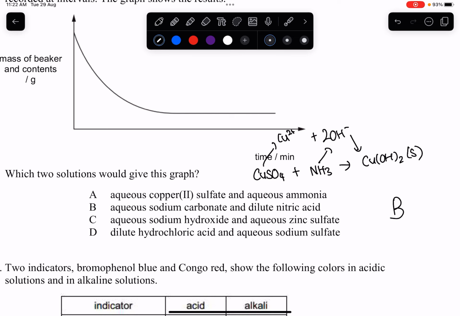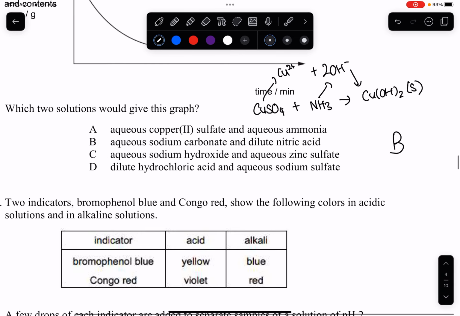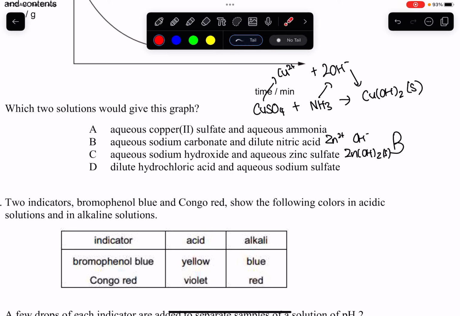Okay, same thing for C. Sodium hydroxide plus zinc sulfate. You're actually testing for Zn2 plus with OH minus. You will get zinc hydroxide solid. You won't form a gas.